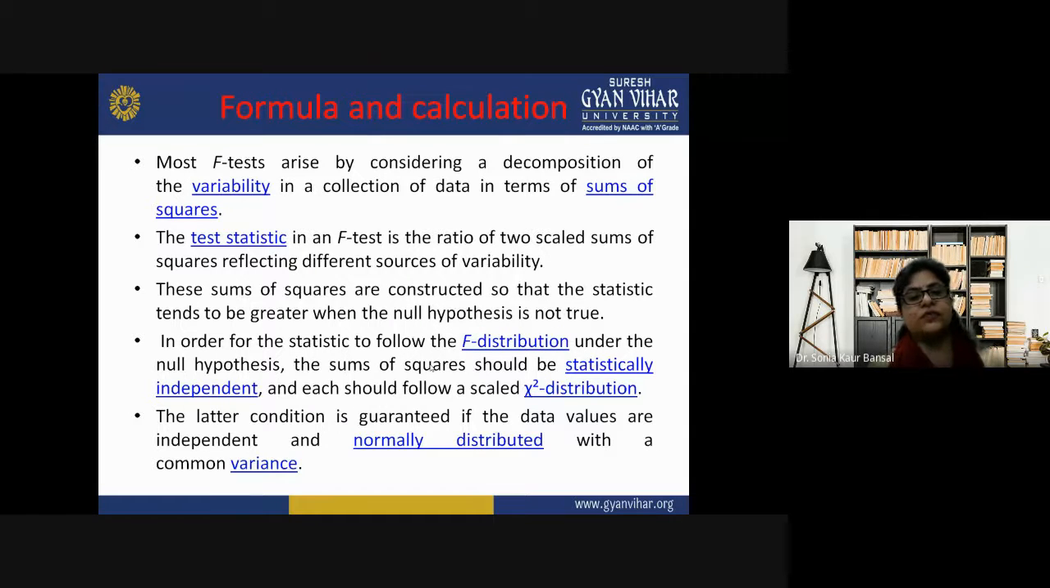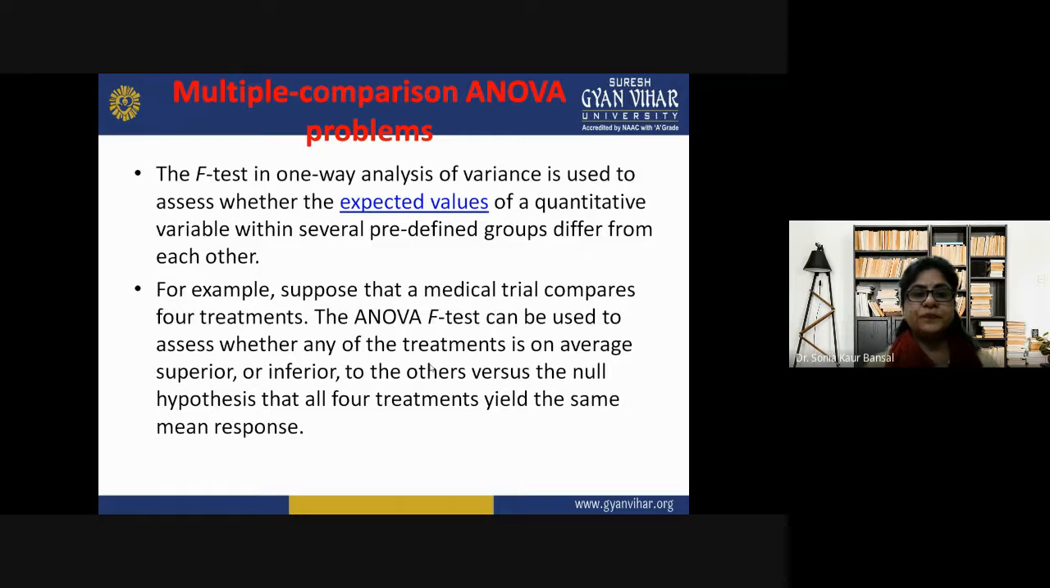So in order for the statistic to follow the F distribution under the null hypothesis, the sums of squares should be statistically independent, and each should follow a scaled chi-square distribution. So this has to be remembered by you. The latter condition is guaranteed, students, if the data values are independent and normally distributed with a common variance. Okay, so this was about formula and calculation. Now let's see the multiple comparison ANOVA problems.